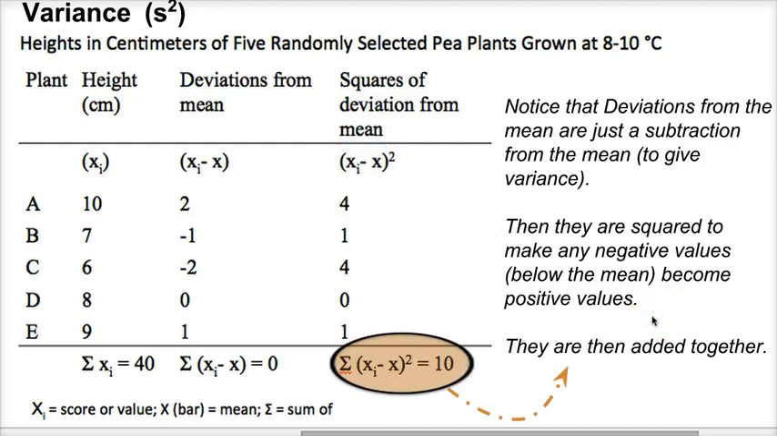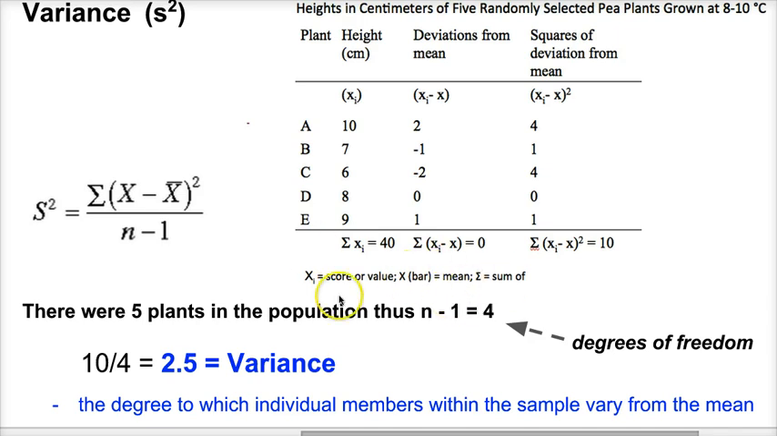And then you sum all of these values. So we take 10 minus 8 is 2, 7 minus 8 is negative 1, 6 minus 8 is negative 2, 8 minus 8 is 0, 9 minus 8 is 1. Take these values and square them. Just square them. And then you add these up, and you get your 10. We're almost there. And then we take our 10, which is what this equals.